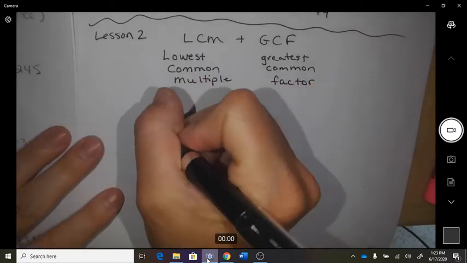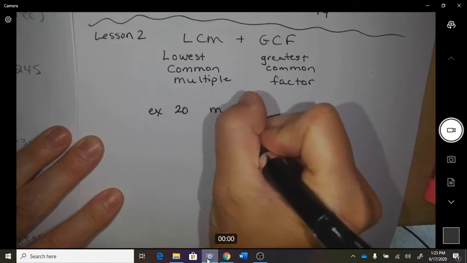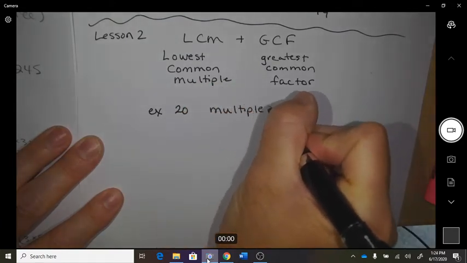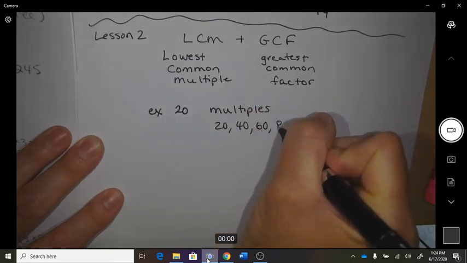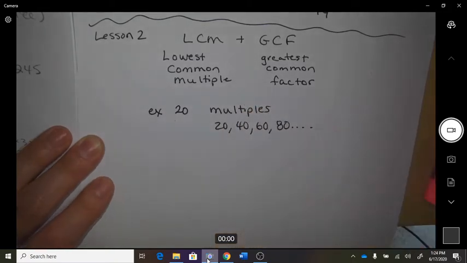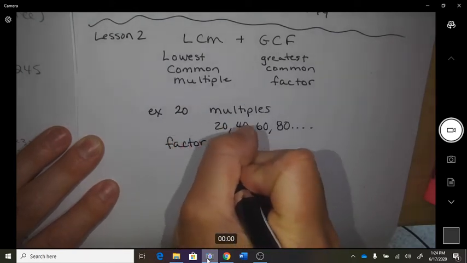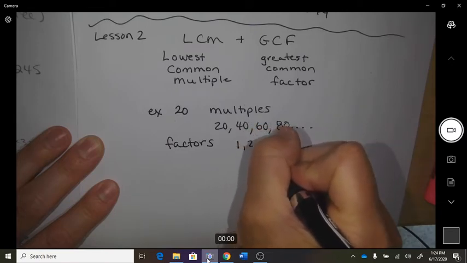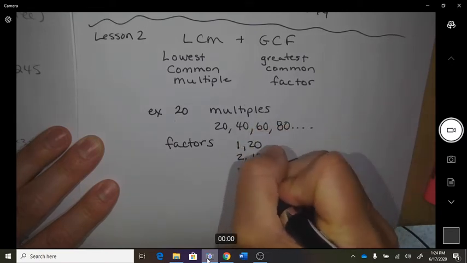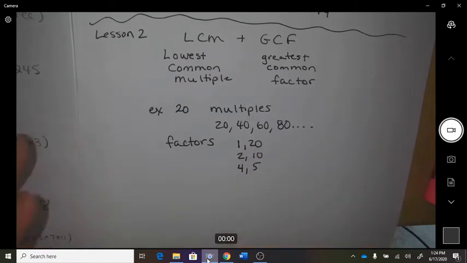So let's take example 20. Multiples would be 20, 40, 60, 80, etc. That's what a multiple is. And factors would be 1 and 20, 2 and 10, 4 and 5. Those are factors. Okay, so you understand the difference.